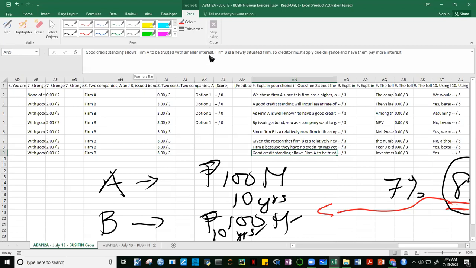Trusted with smaller interest. Firm B is newly, must apply due diligence and have them pay more interest. Creditor must apply due diligence. Okay. Although hindi nabanggit yung keyword natin na risk, no? Pero andun yung idea na to. Okay, so I gave you credit for this, no? Yung tamang-tama yung answer, of course, 3 points, then my 2 points, no?